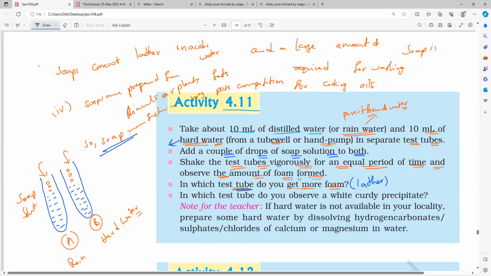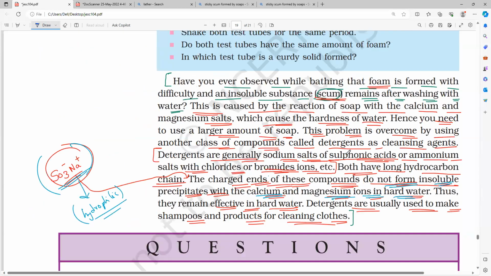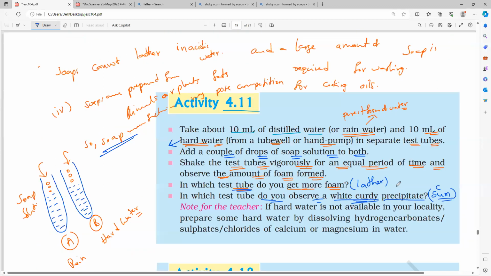In which test tube do you observe a white curdy precipitate? Call it scum, understanding? Or a precipitate. Here it is, see what they have given. A precipitate will form, the magnesium salts precipitate. So that is what scum means.